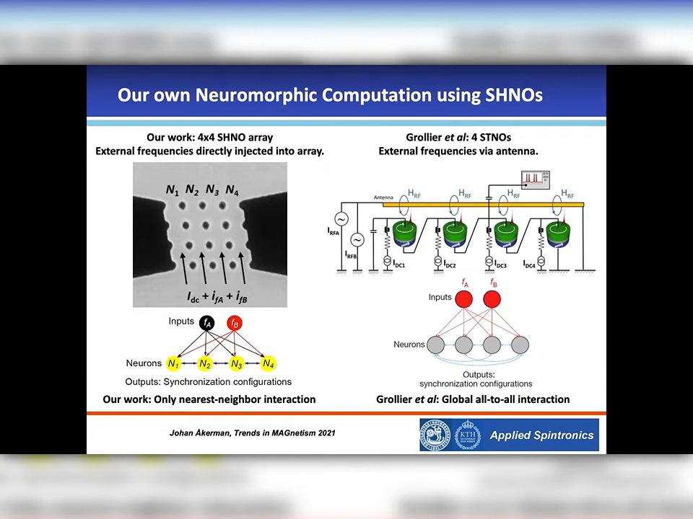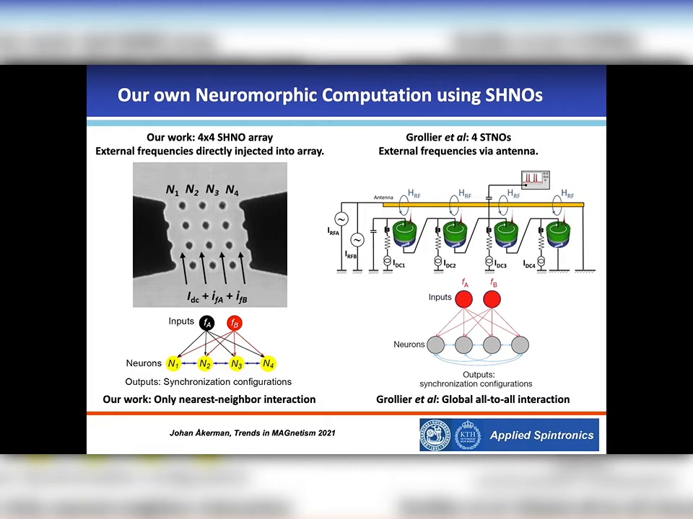There are some slight differences. We have primarily nearest neighbor interaction, whereas the microwave current in Grollier's case leads to a global all-to-all interaction. That does not matter much, as we will see. There are some other important differences. The vortex oscillators operate at some 300 megahertz. We operate at some 10 gigahertz. The MTJ oscillators are individual large oscillators that have their own current control and an external antenna to operate. Our device is about half a micron wide, where everything is done in a single device, basically. So there's some great simplicity here and some potential for actual miniaturization.